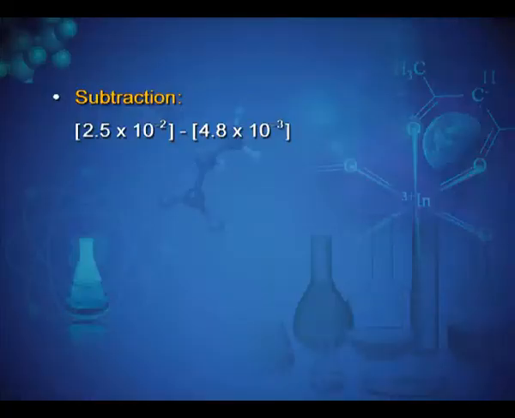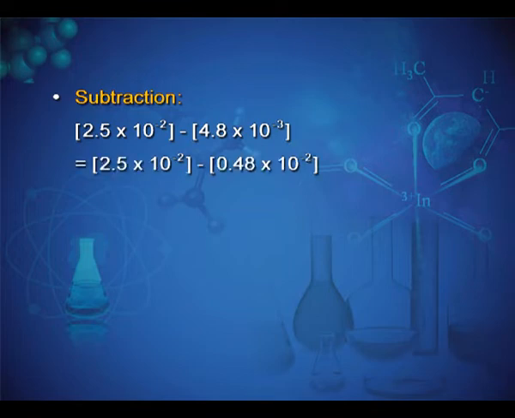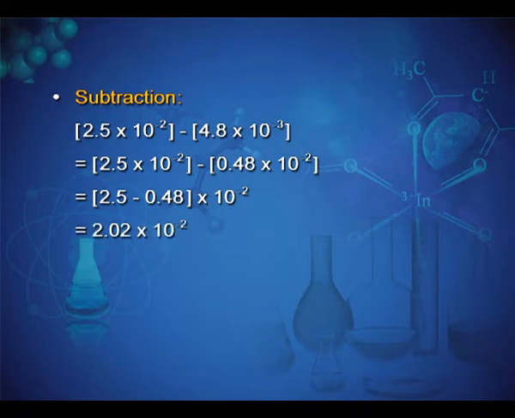Subtraction example, we have to subtract 4.8 into 10 to the power minus 3 from 2.5 into 10 to the power minus 2. Similarly, as we did previously, we take 2.5 into 10 to the power minus 2 minus 0.48 into 10 to the power minus 2. Here in this step, we are making the same exponent for the subtraction. So the solution will be 2.5 minus 0.48 into 10 to the power minus 2. The final answer will be 2.02 into 10 to the power minus 2.